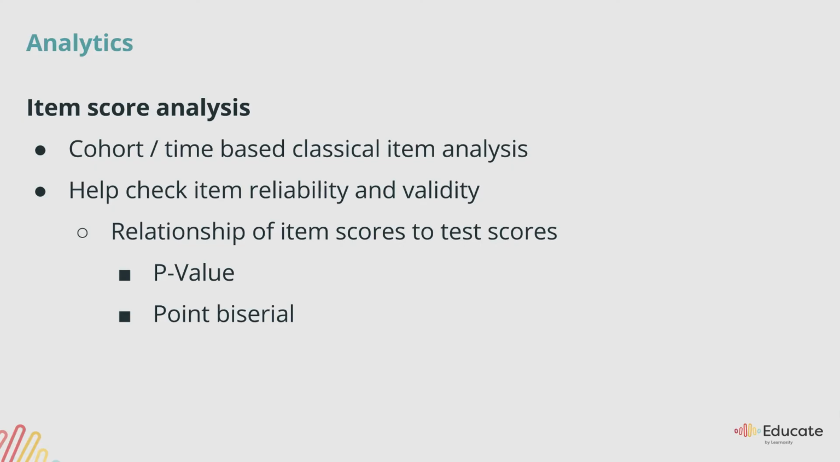Moving into item score analysis, we want to look at classical item analysis. We want to check the item reliability and validity. This is where we take the actual scores students have achieved against those items and apply things like the p-value and the point biserial. They're some of the earlier ones that we're doing, and we'll be doing more afterwards.